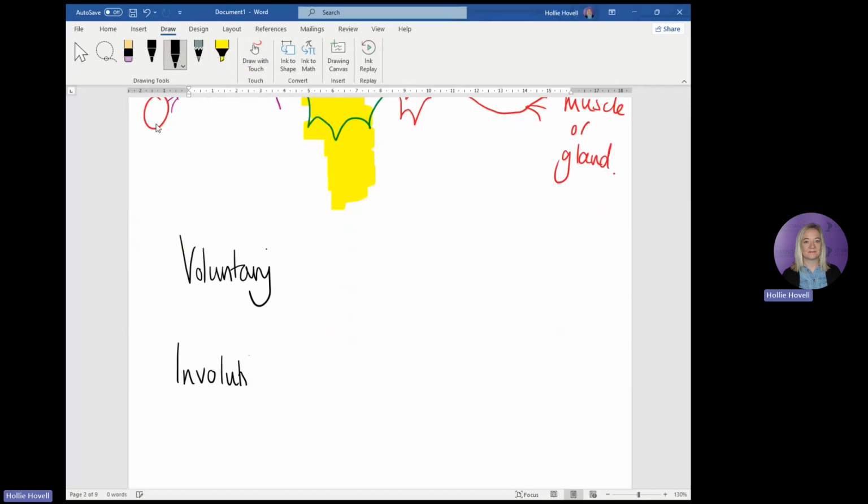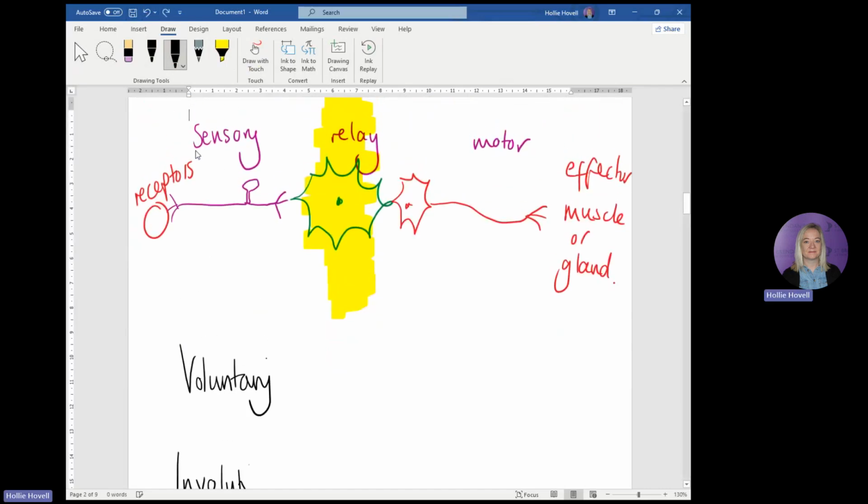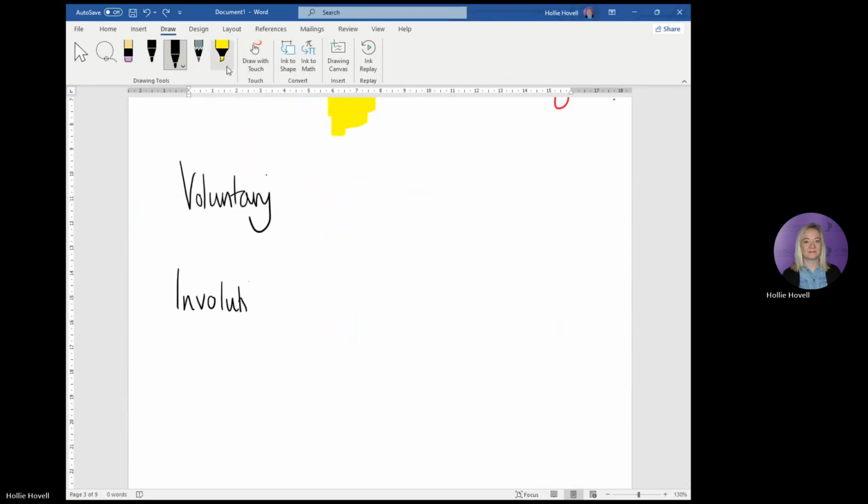Now, the part of your nervous system, it doesn't like to undo, does it? Let's see. Is there a rubber? Maybe that one. There we go.